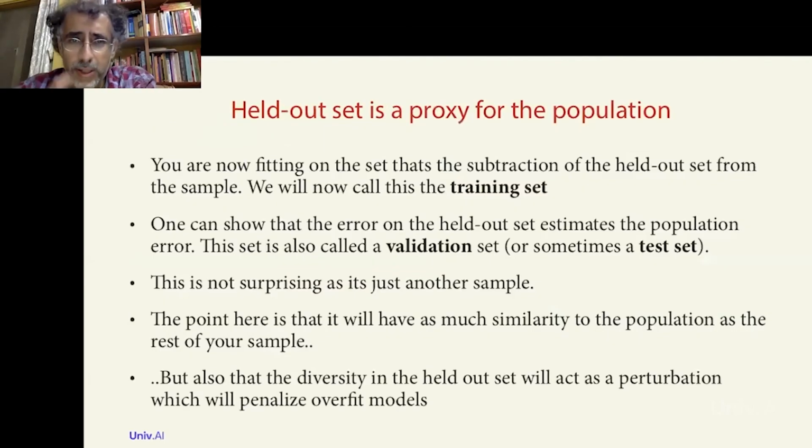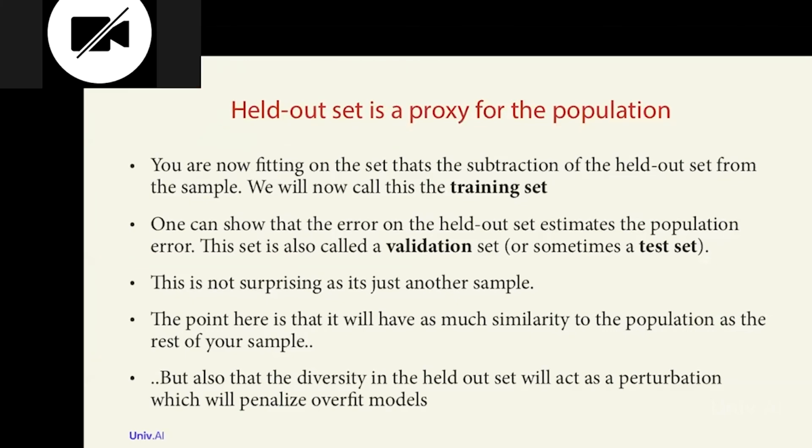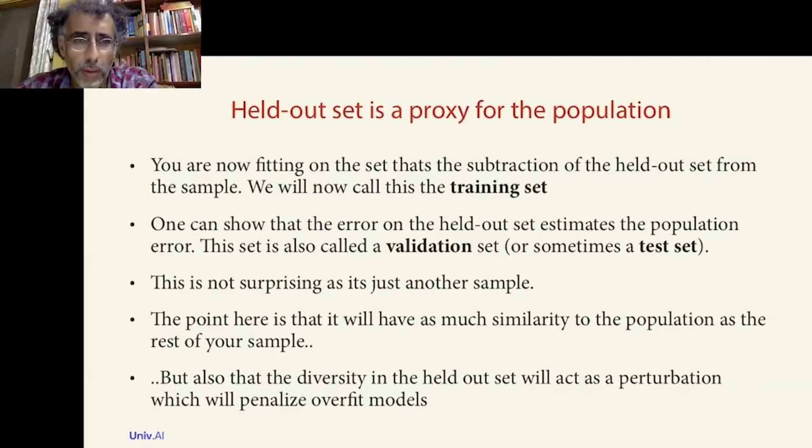So the next part is what we were saying, that the held out set is going to be a proxy for the population. One can show that this is actually true. One can show that the error on the held out set estimates the population error. It turns out that this proof is actually not that easy, but it's doable. But it's not surprising because the held out set is just another sample, and hopefully it has the variability that the other samples have.